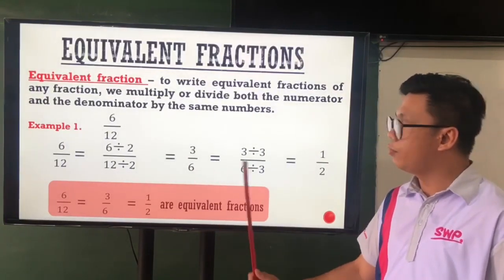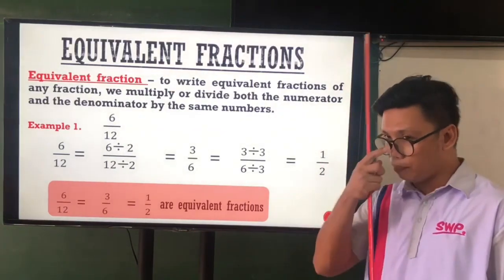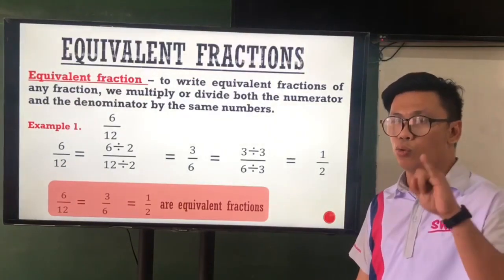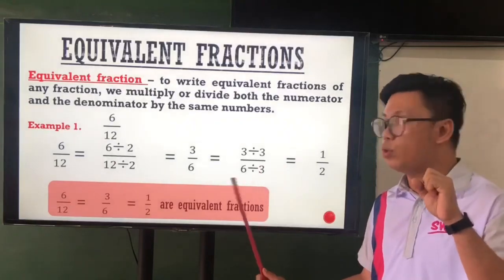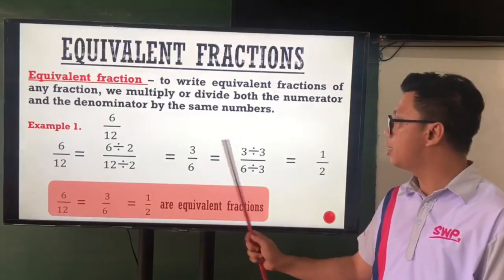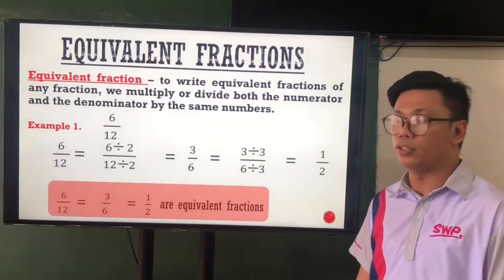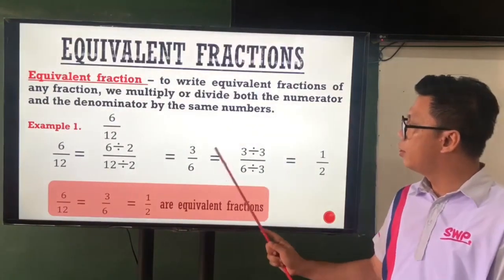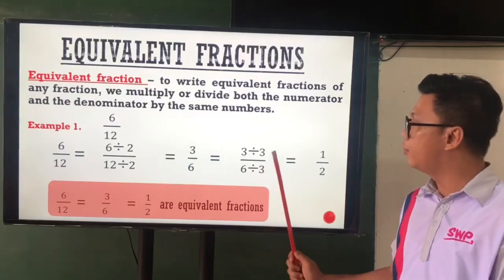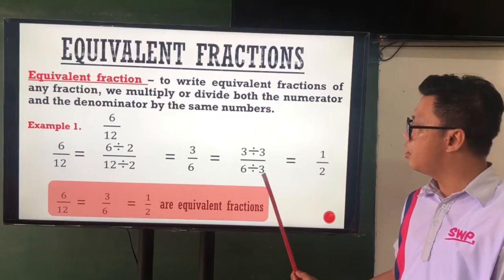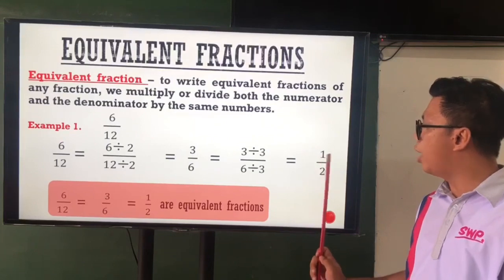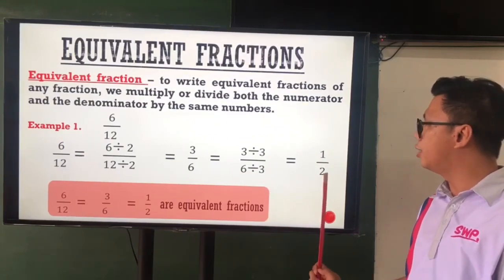Can we get the equivalent fraction of 3 over 6? Yes. What number can we use to divide 3 and 6? Very good, it's 3. We cannot use 2 because 3 divided by 2 is not a whole number. So 3 divided by 3 is 1, and 6 divided by 3 is 2.